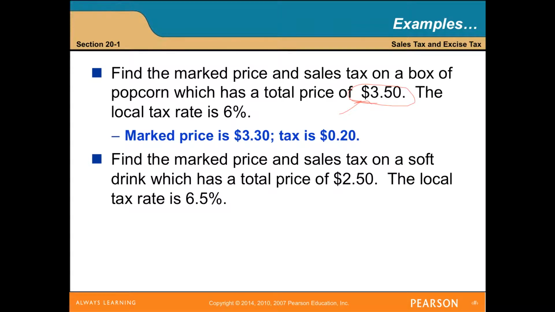Find the marked price and sales tax on a soft drink, which has a total price of $2.50. The local tax rate is 6.5. And the marked price is $2.35. The tax is 15 cents.